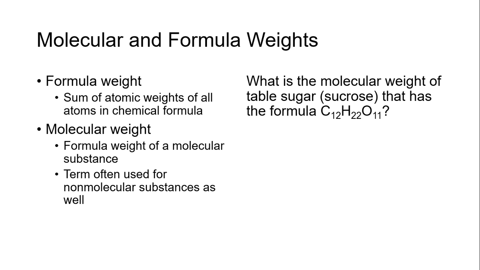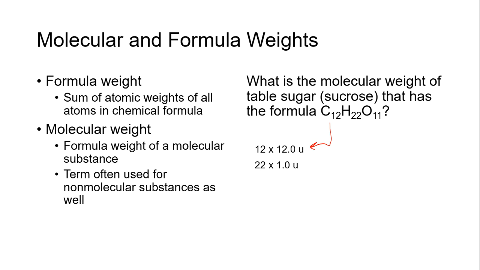Sucrose is C12H22O11. In other words, 12 carbon atoms, 22 hydrogen atoms, 11 oxygen atoms in one single molecule. We want to know what is the molecular weight. The first thing we need to do is take the atomic mass of carbon, which is 12 atomic mass units. But there are 12 carbon atoms, so it's 12 times 12.